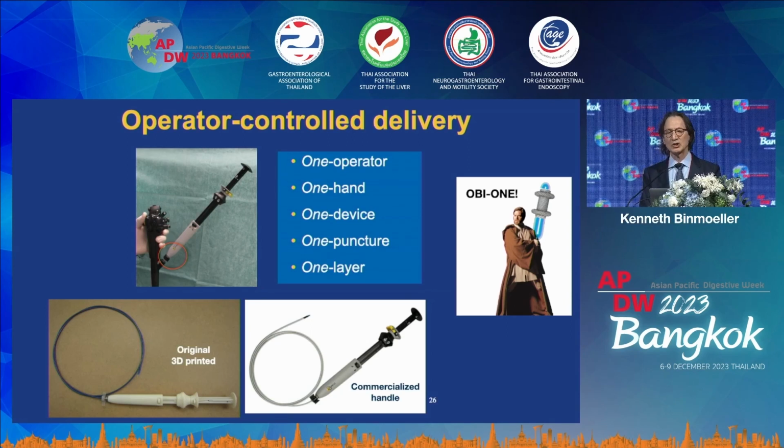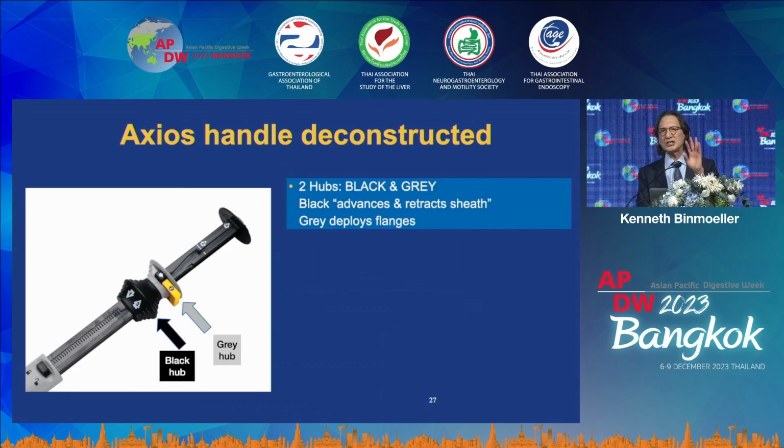It has indeed stood the test of time. So let's deconstruct that handle for a moment, because that handle is so critical, the function, in terms of, as Takao said, safety first for the patient. So we have two hubs, a black and a gray hub. The black hub advances and retracts the sheath.